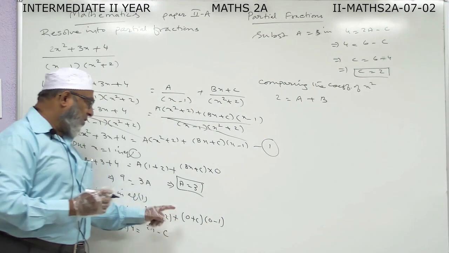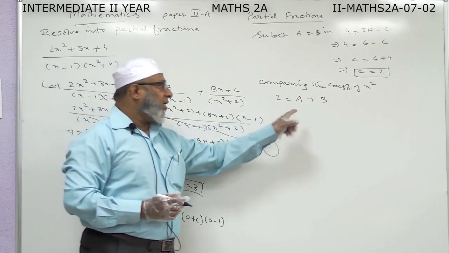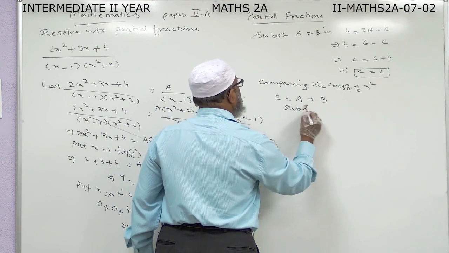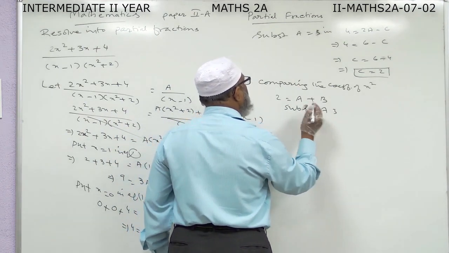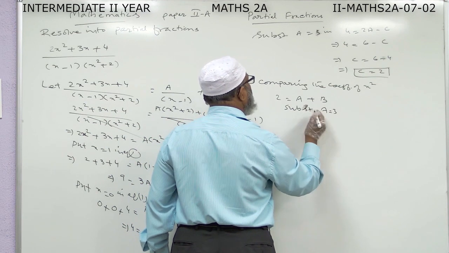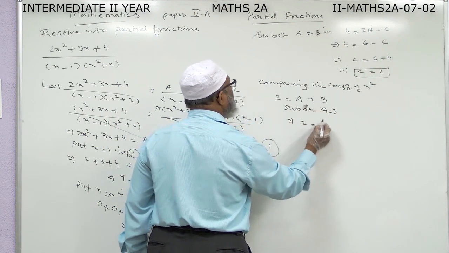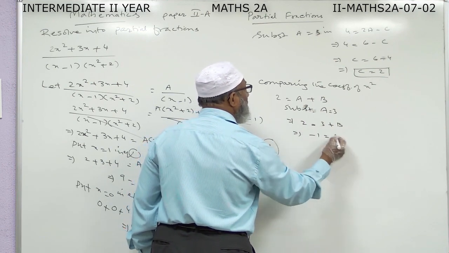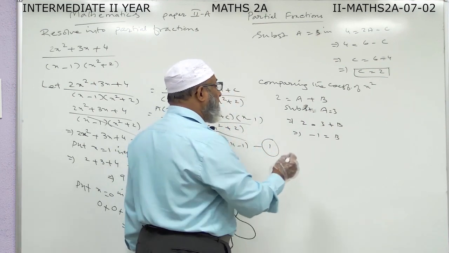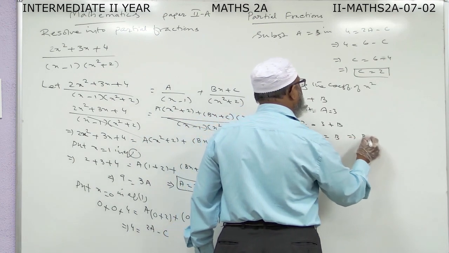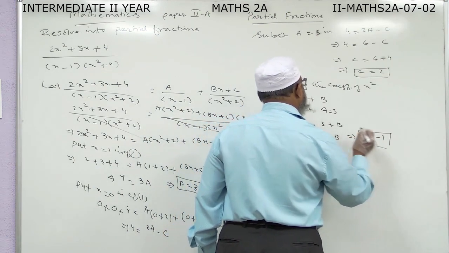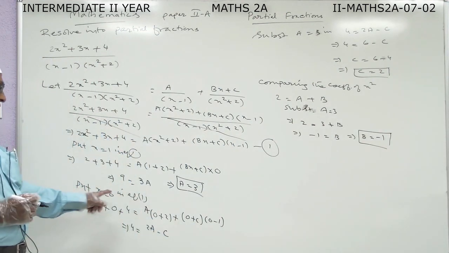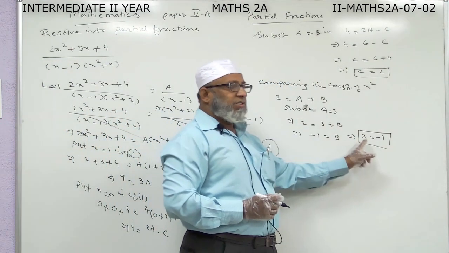Now, I am having the value of A is equal to 3. Substituting A equal to 3, this implies that 2 is equal to 3 plus B, or 2 minus 3 is equal to minus 1. So B is equal to minus 1. 2 minus 3 is equal to minus 1. So I got the values for A, B and C.